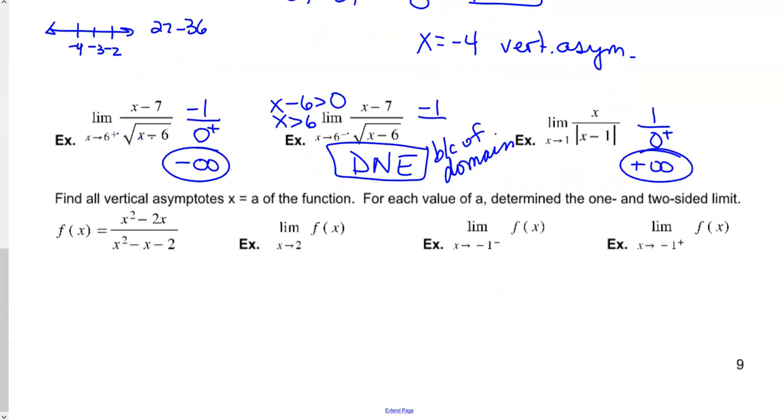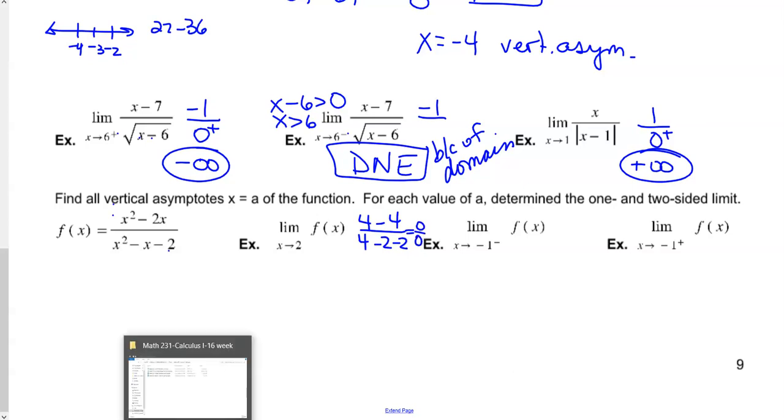This is a function where I have x squared minus 2x all over x squared minus x minus 2. This is my f of x over here. When I try to plug in 2, what do I get? I get 4 minus 4 over 2 squared, which is 4, minus 2 minus 2. Well, that looks awfully like a 0 over 0. If it's a 0 over 0, we better factor.